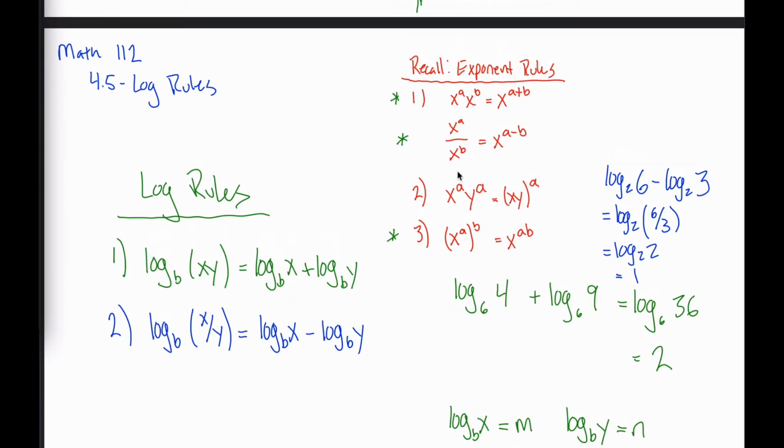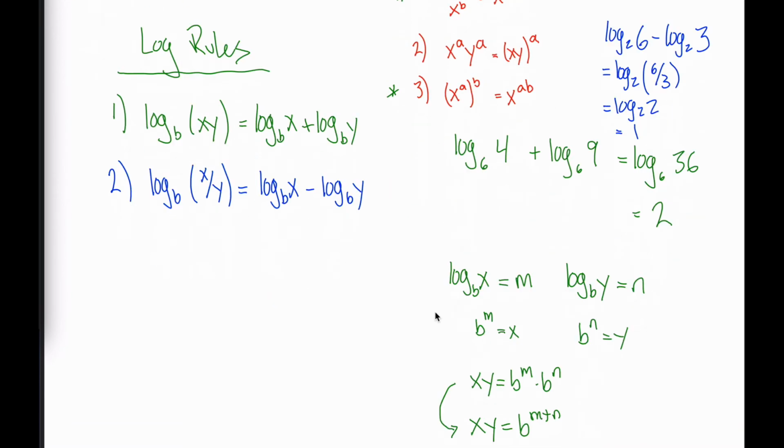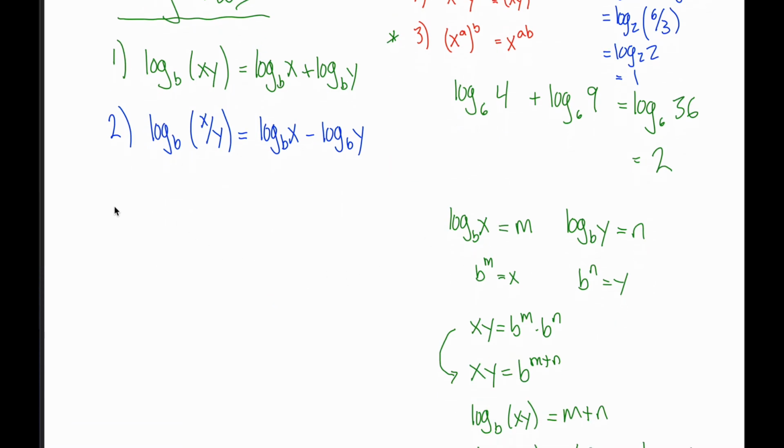Third log rule, instead of using this exponent rule or this exponent rule, it's going to use this third exponent rule right here, but it's going to kind of follow the same beats that we used to prove the other two. What this one talks about is, what if you have the log base b of x raised up to some exponent? Well, it turns out that that's just equal to whatever the exponent is times the log base b of x.